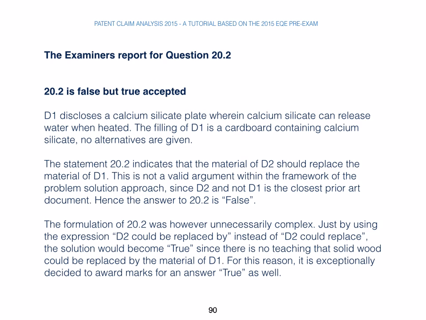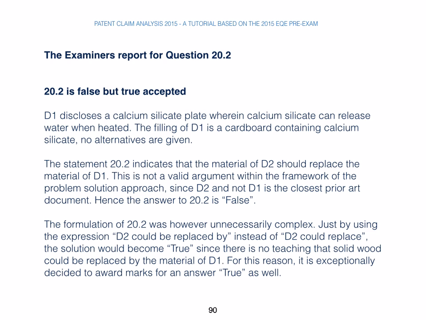When you apply the problem solution approach, you start from the closest prior art, here D2, and argue that the teaching of the secondary prior art, here D1, can be applied to the closest prior art. Question 20.2 inverts this and argues that there is no teaching that the solid wood of the closest prior art D2 could replace the material of the secondary prior art D1.